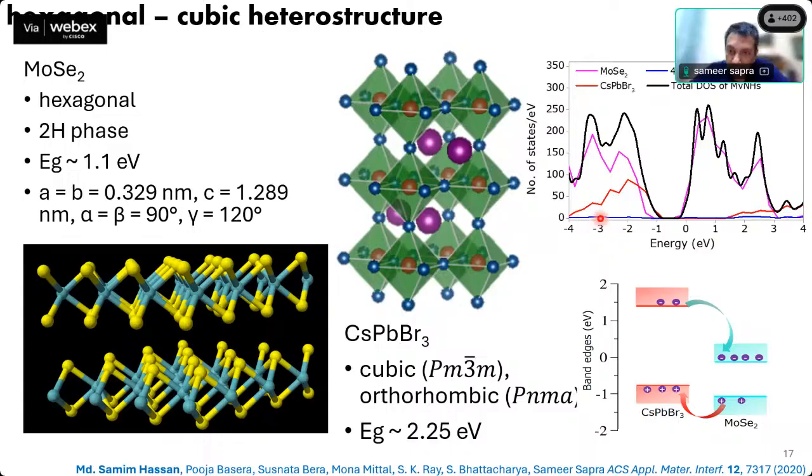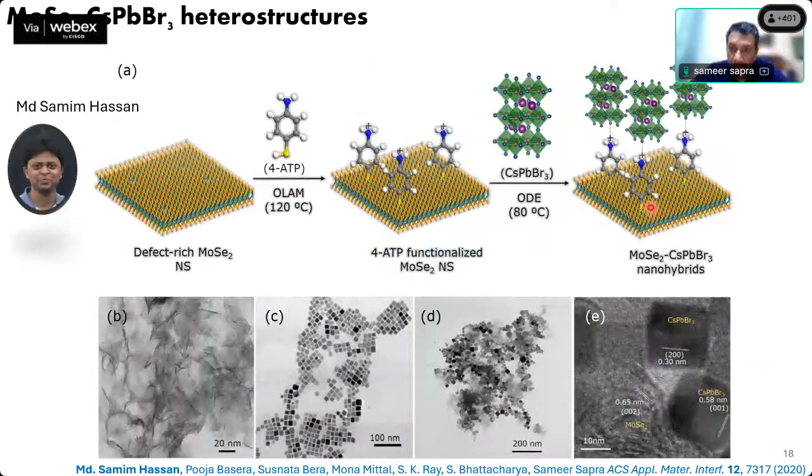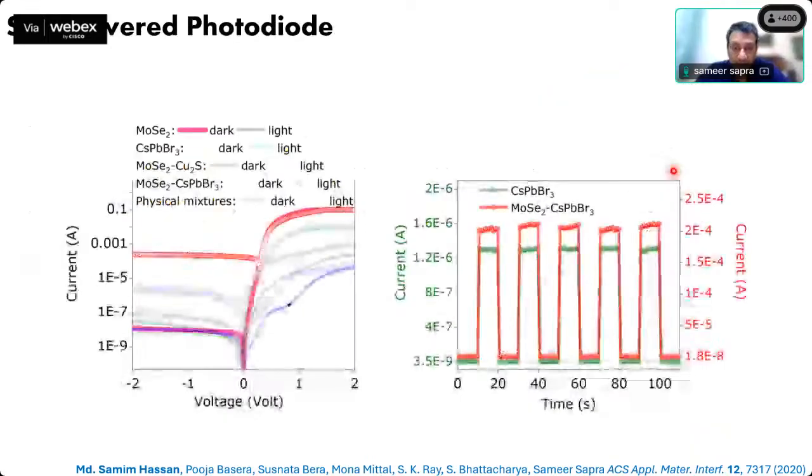It's very small, but not zero. So the charge gets carried across. So there is separation of charges from molybdenum selenide to the perovskite, and therefore one has this type 2 kind of heterostructure and the built-in electric field.